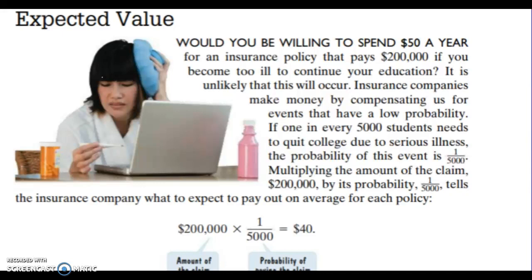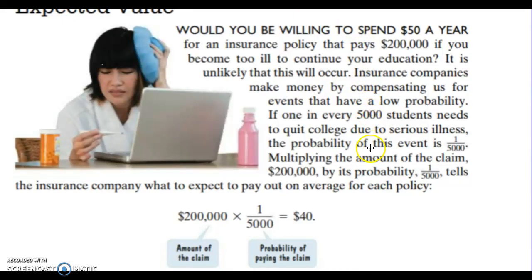Suppose that a company is willing to give you $200,000 a year if you have to quit school, and it's only going to cost you $50 a year. Since the likelihood of that is pretty small, we're going to say in this example that only 1 in every 5,000 students would need to quit college. That means the probability of the event is 1 in 5,000.